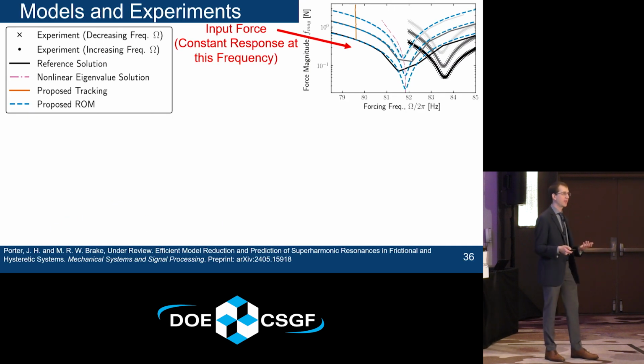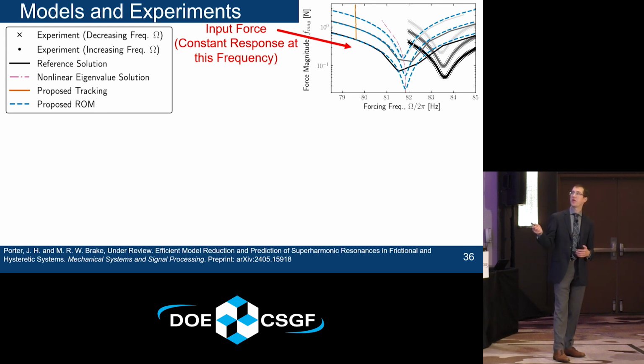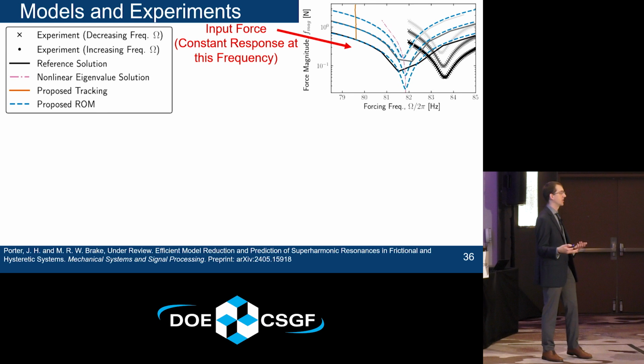So just looking quickly at some results here, I have experiments that are off to this side with the dots and the X's, and then the reference model in the solid black and gray curves, and the reduced order model in the dashed line. So these experiments are conducted at constant amplitude for the output of that first harmonic. So the input force is varied. So that's why this is going to a local minima. And you can see that the models are doing a good job qualitatively capturing the experimental results with some uncertainty in the experiments.